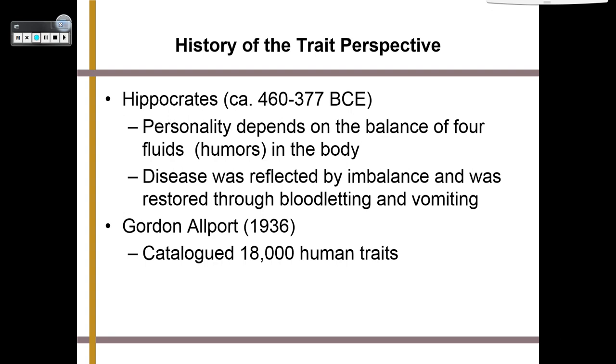The trait perspective goes all the way back to the BC era, when Hippocrates believed that your personality depended on the balance of 4 physical fluids or humors in the body. Things like phlegm and your bile, your blood. Disease, then, was reflected by an imbalance and was restored through bloodletting, so that's making you bleed, either with a knife or with leeches, and by making you vomit. And so he would say that you would feel better, you would feel less depressed after putting you in a vat of leeches. It wasn't until Gordon Allport came along in 1936 that we went from 4 traits to 18,000 human traits.